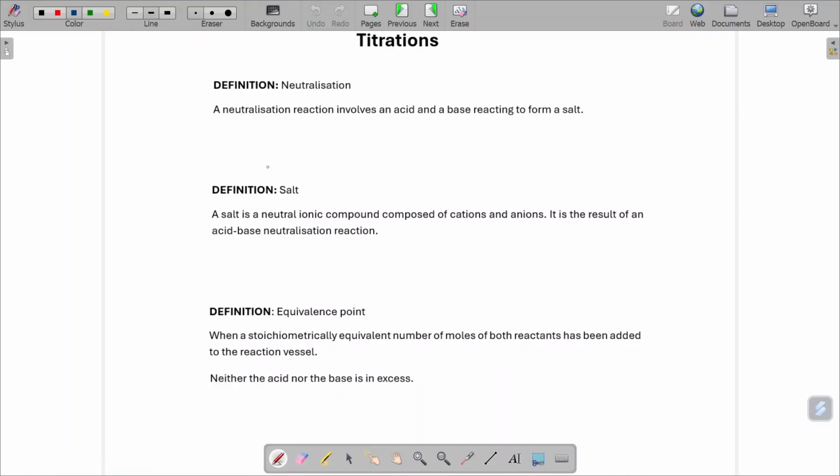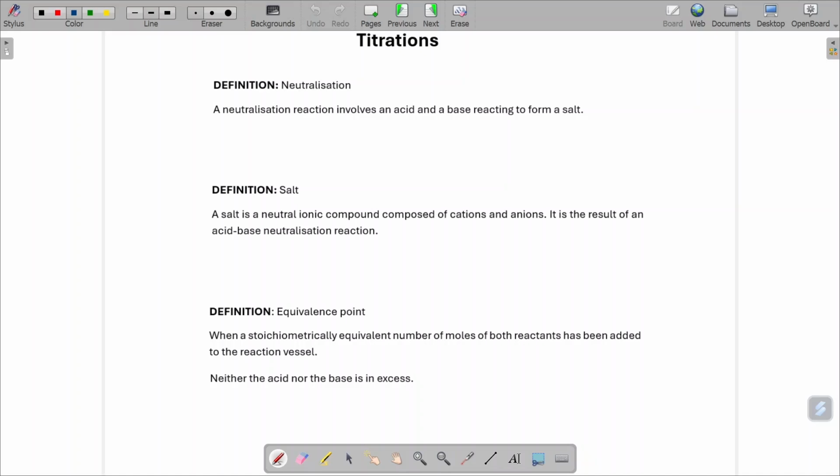Now we will look at a specific kind of reaction, and this is called a titration. Now, titration isn't really a reaction, it's more a method of determining quantitatively properties such as the concentration of an acid or a base in a solution. But it requires the first kind of reaction shown here, namely the neutralization reaction.